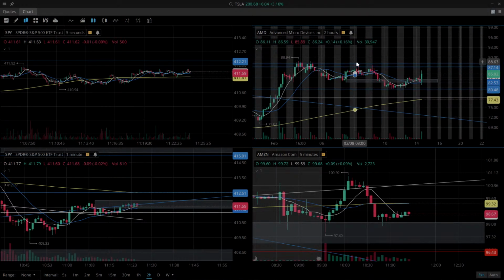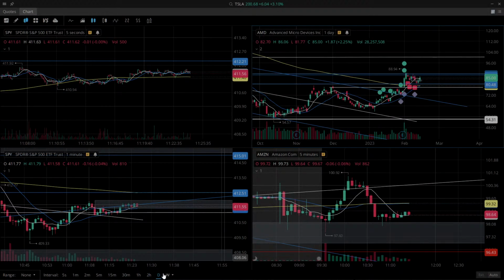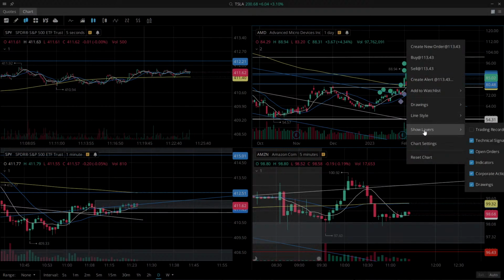Last attempt at angular resistance here, and if it breaks, we've got a good chance of shooting above 88 bucks on AMD, but let me get rid of that layer real quick.